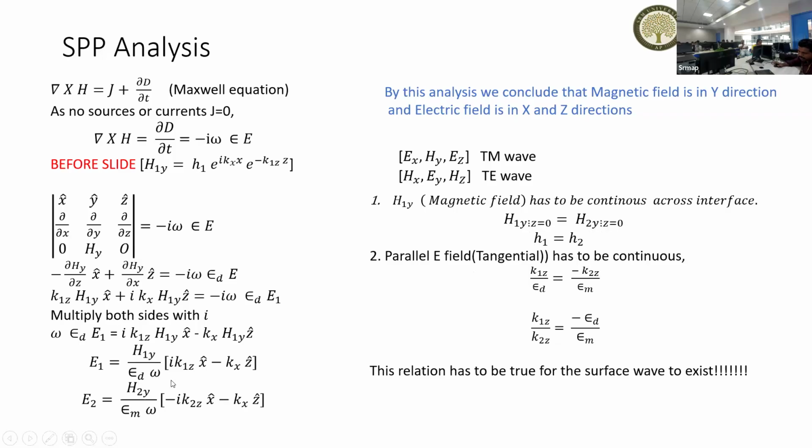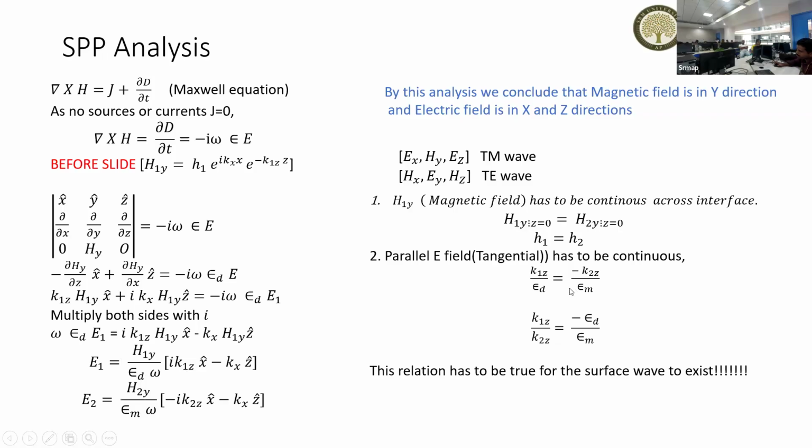The common omega terms you can neglect, and you won't bother about this z because it is out of plane, it is the normal component. I am just applying the tangential component here. Finally, I will get these two equal, H1 equal to H2, then I can remove this. So k1z by epsilon d is equal to minus k2z by epsilon m. From this comparison, I will end up with this relationship.